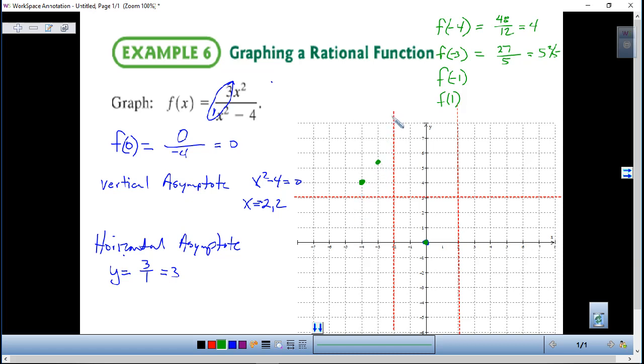And that'll give us an idea where as we get closer and closer to this vertical asymptote, remember it's going to take off to infinity. And as we get closer and closer to this horizontal asymptote, it's going to generally flatten out and approach that value.